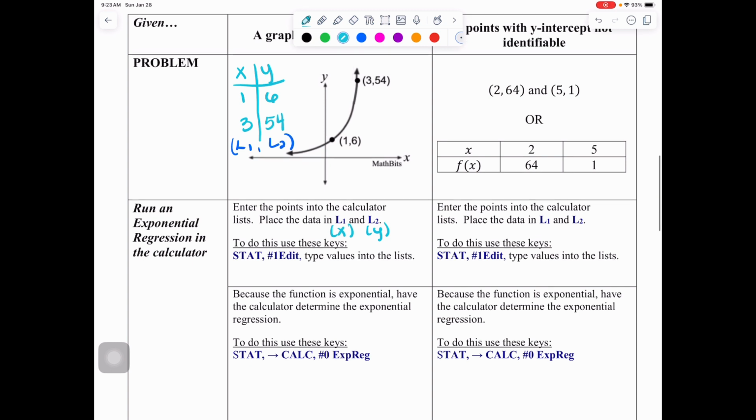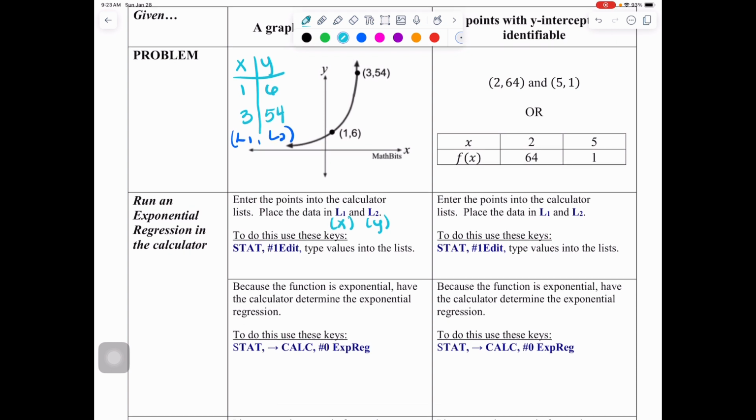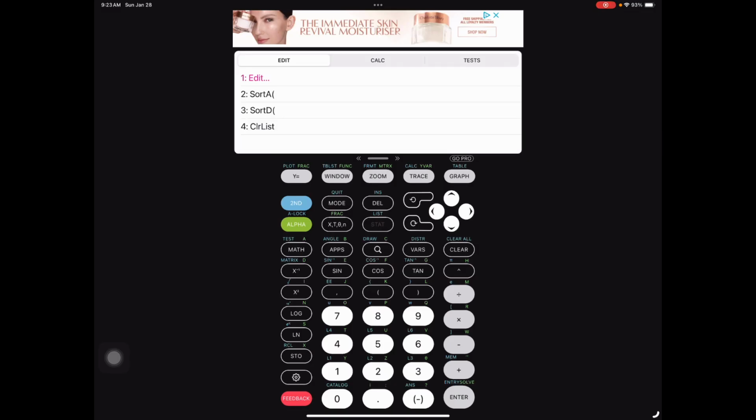Then, because this function is exponential, we have the calculator determine the exponential regression. So again, your calculator will do this for you. We're going to hit stat. We're going to arrow over to calculate, and we're going to pick 0 because that's the one that will run an exponential regression. So let's demonstrate that on the calculator. So I would hit the Stat button. I'm going to arrow over to the right to go to Calculate. And then it's hard for you to see right now, but if you go all the way down, 0 is exponential regression. So you can just automatically hit 0. You can arrow down and hit Enter, whatever works for you. I'm going to hit 0.